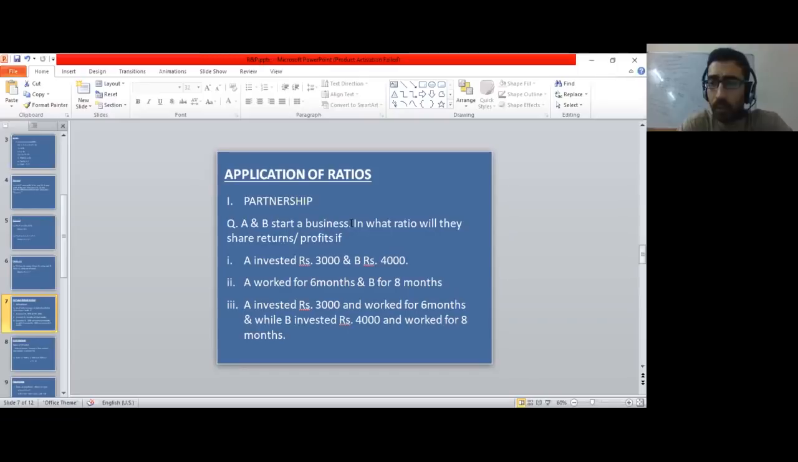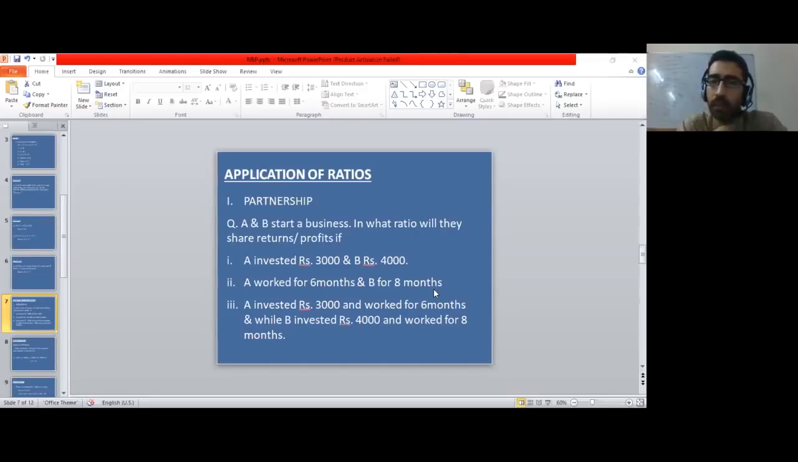What will be the answer to part 1, guys? Doesn't look like a very difficult question. Think about it. Two people come in with 3,000 and 4,000 rupees to start a business. In what ratio will they divide? Obviously, 3:4. What about part 2?